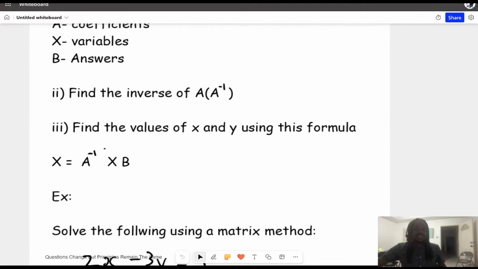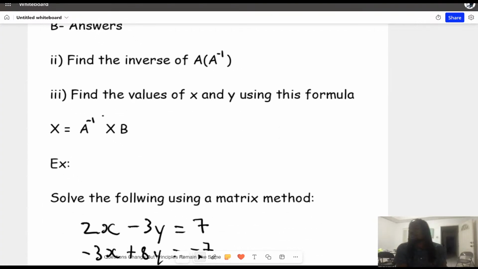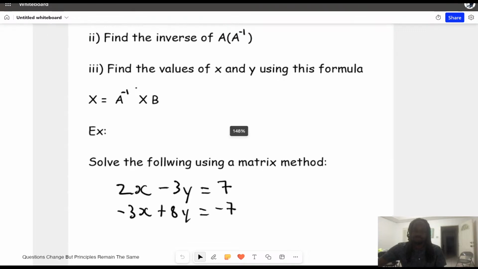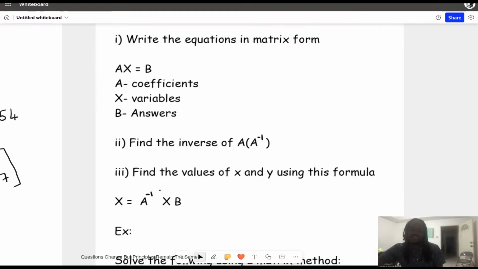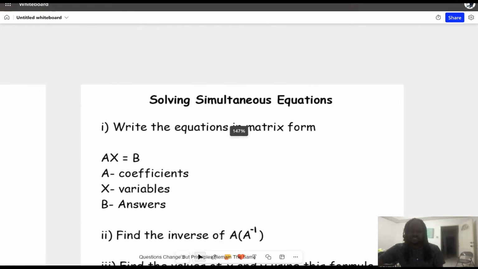That's the first thing. The second thing you do after you write it in matrix form, find the inverse of A. Remember, the inverse of A is A with that negative one at the top. After you have found the inverse of A, the third and final thing, find the values of X and Y using this formula. X equals A inverse multiplied by B. Again, this is the final boss. This is the final thing that we want to look at tonight, based on matrices.